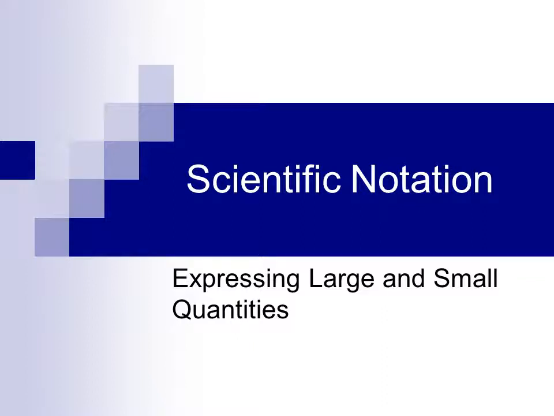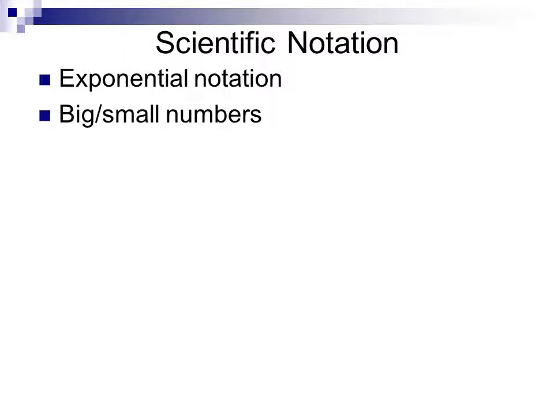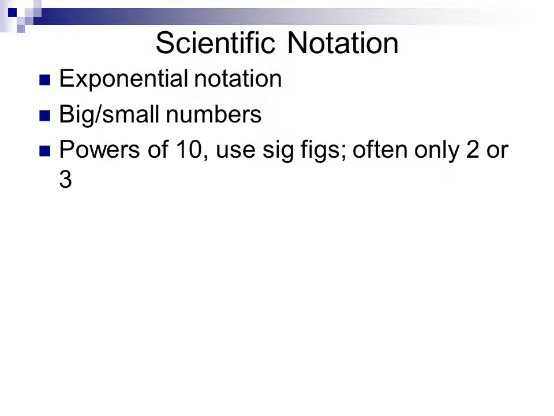Scientific notation, which is our means of expressing large and small quantities in science. Scientific notation is also called exponential notation because it relies on the use of exponents in the order of 10 to the power of something. We use it to express very large and very small numbers. Powers of 10 will be used with significant figures when we express scientific notation.